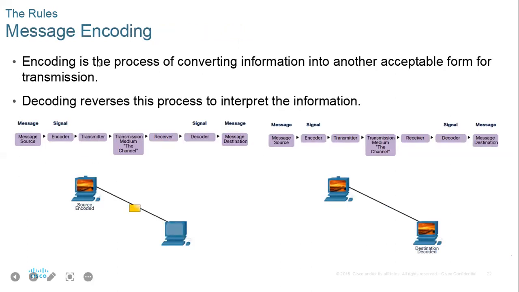So encoding is the process of converting information into another acceptable form for transmission. Decoding reverses the process to interpret the information. So you have to put in some information to enable this guy to receive it. And of course, if you encode and this guy cannot pick it up, then you don't have communication.